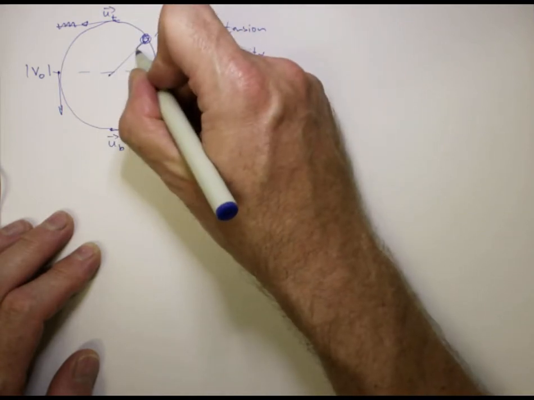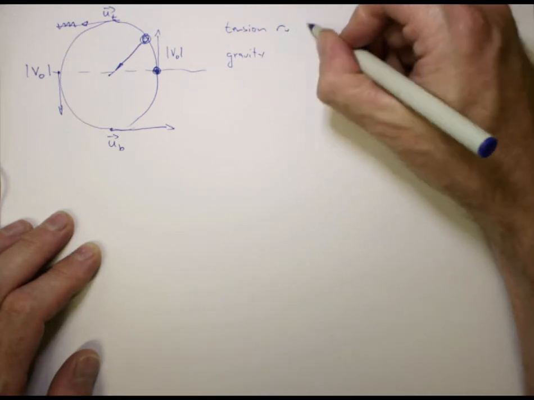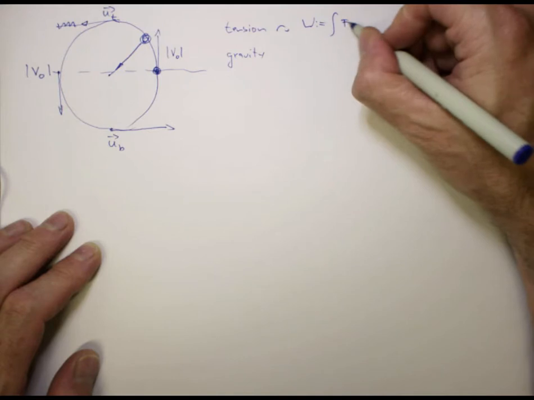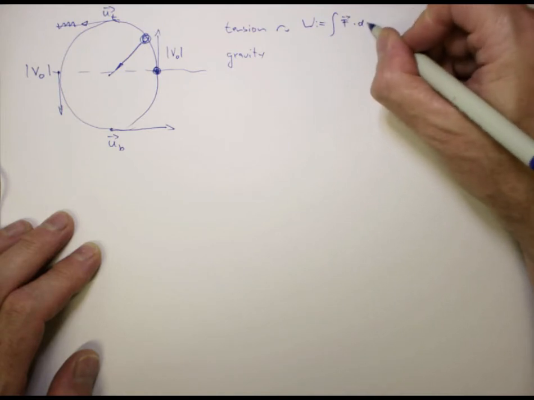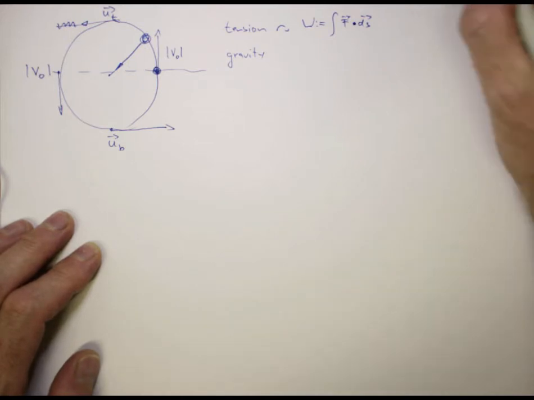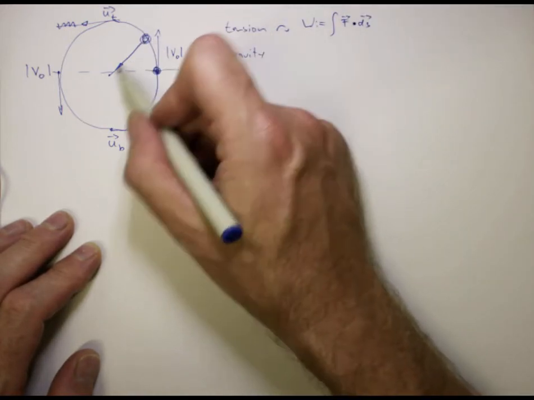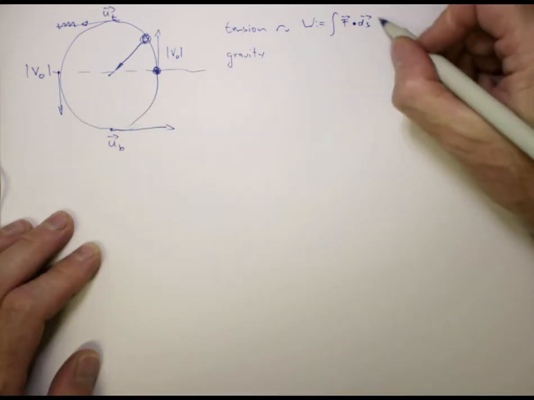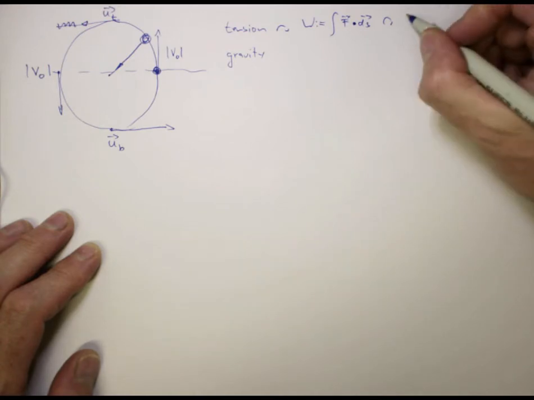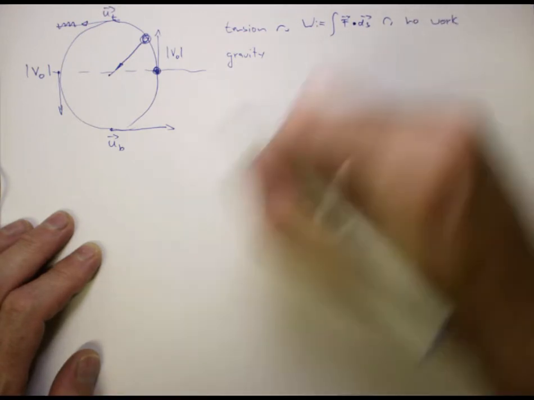Tension always acts radially on the ball, and since work is defined as the integral of force along a distance, and we have a scalar product in between, if we have 90 degrees between motion and force, we get zero work. So tension does not produce any work on the ball. We don't need to consider the tension force.